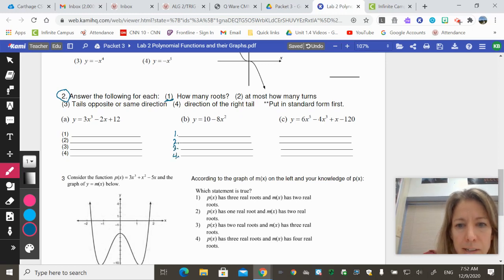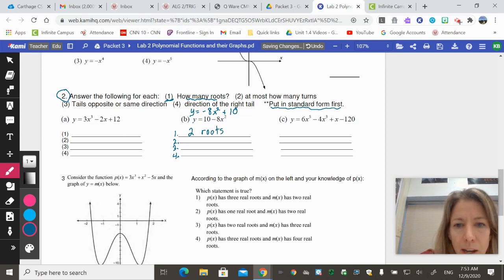Okay, and it says put in standard form first. So really, the other two are in standard form. This is not in standard form. So the first thing we're going to do is rearrange this so the highest exponent is first. That negative has to go with the 8x squared because that's a negative term, and the 10 is positive. So this is what my function in standard form would look like. So now it says how many roots? Well, the roots is the same as the degree. So this would have 2 roots because it's a second degree.